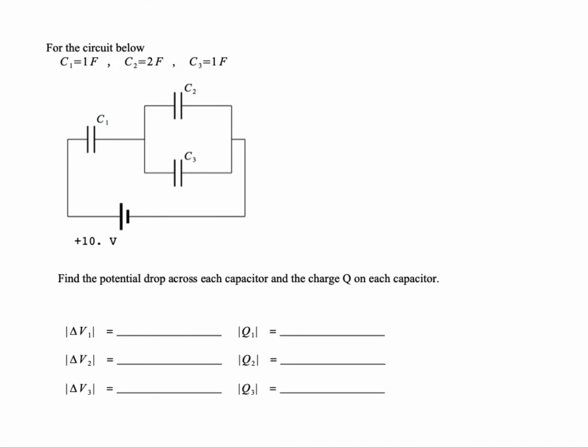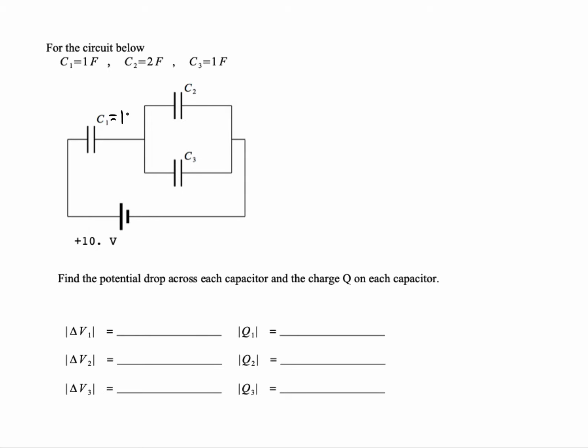Shown here is a complex circuit involving capacitors, which are both in series and parallel. We want to solve this system, figure out what is the potential drop across each capacitor, and how much charge will each capacitor hold. The capacitances of the capacitors is given. Let's go ahead and write those in.